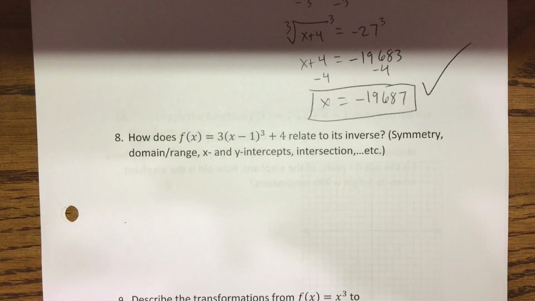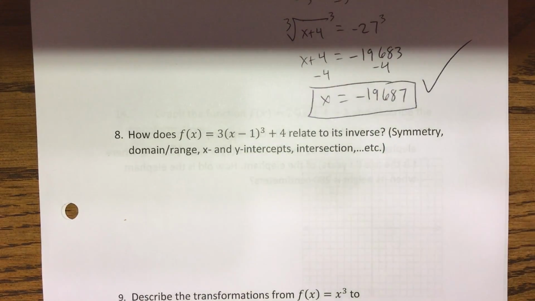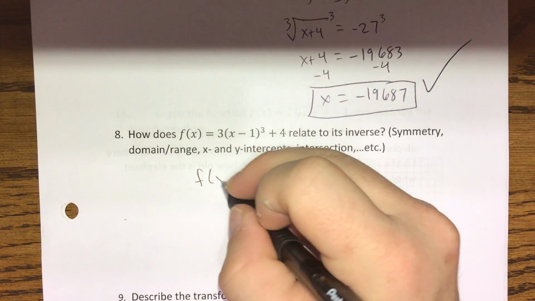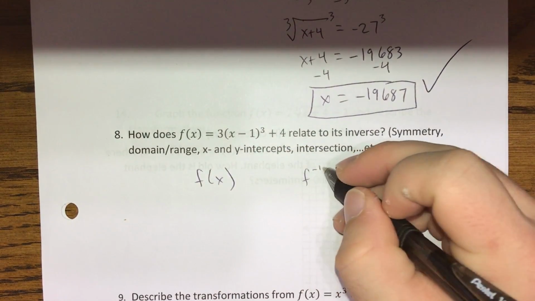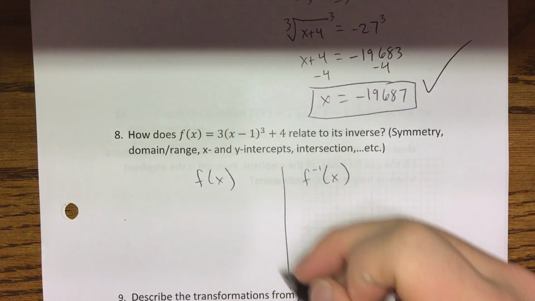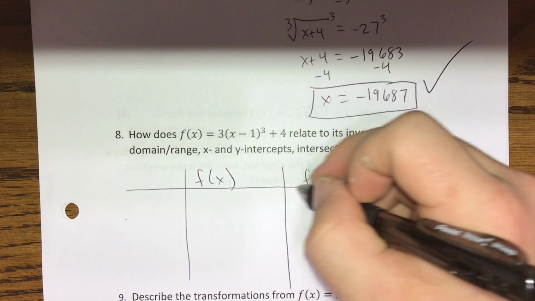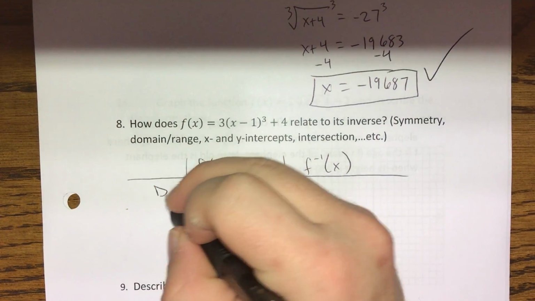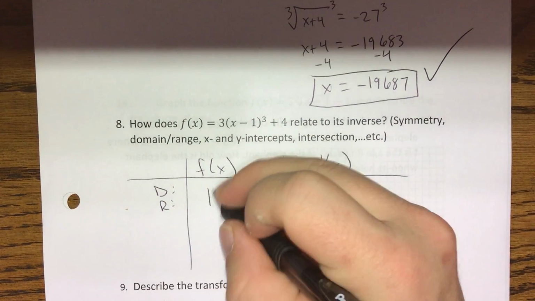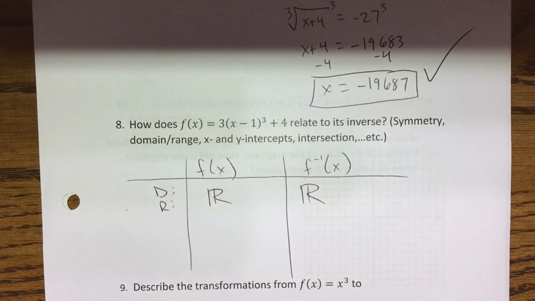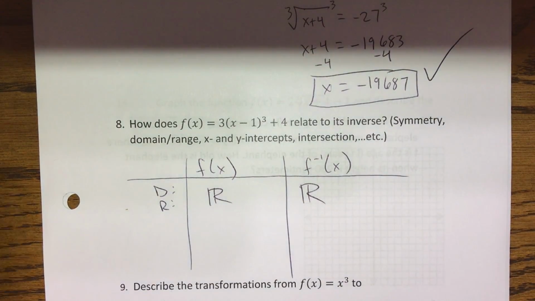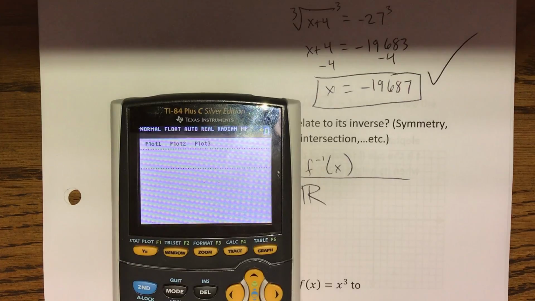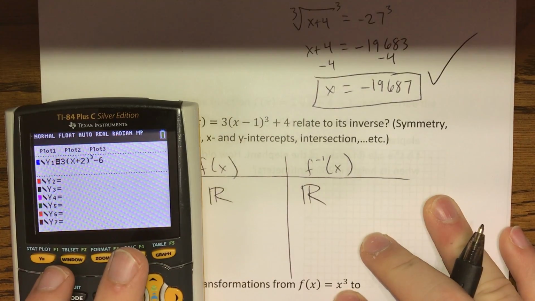Going on to the next one. Again, we're relating the original to the inverse, so I'll make my columns. We've seen several questions like this, so it's probably going to show up on the test a couple of times. Make sure you're good with all this. Domain and range, again, is always all real numbers. I'll fill that in. I'll go ahead and start putting this in the calculator so I can graph while I fill in some of the other stuff.